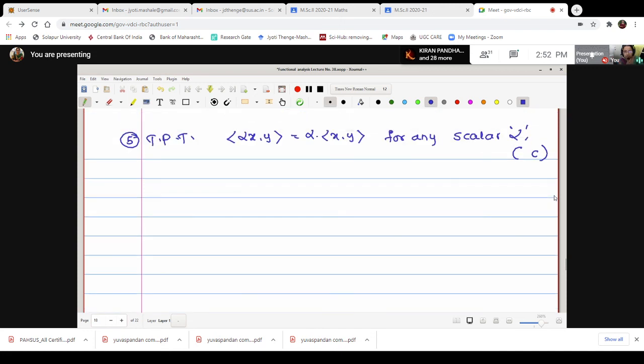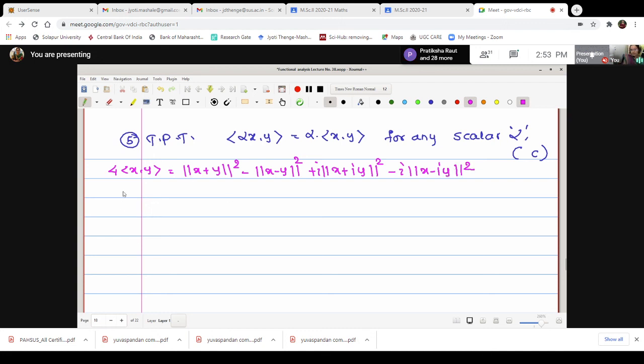Now, what will happen if we use the definition directly in order to prove the result? Let me write the definition first. Actually, there is no need to write it in the proof, therefore I will just change the color of my pen. 4 times inner product of x with y is norm square of x plus y minus norm square of x minus y plus i times norm square of x plus iy, minus i times norm square of x minus iy.